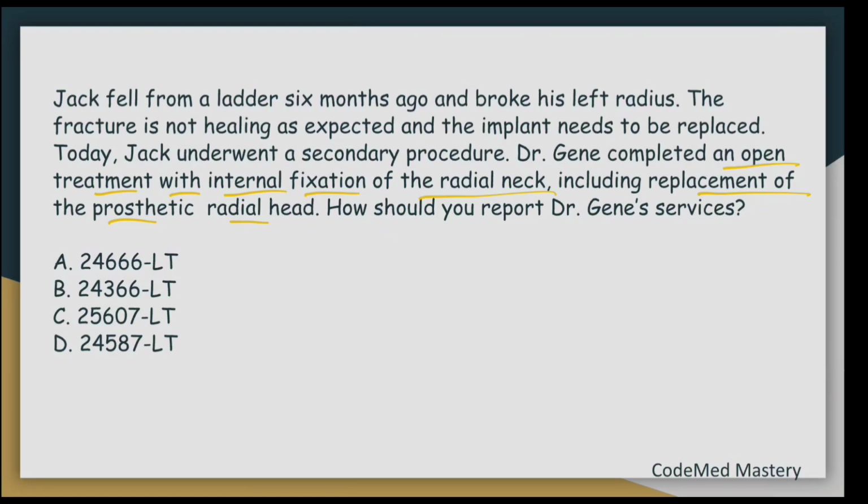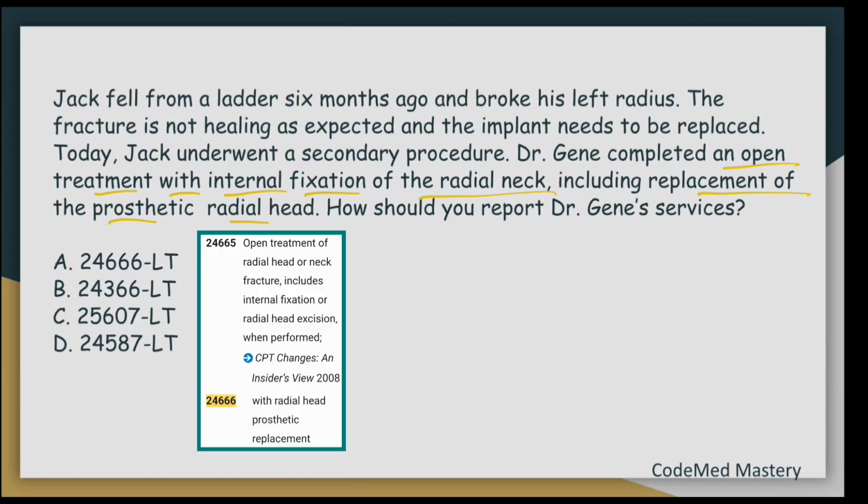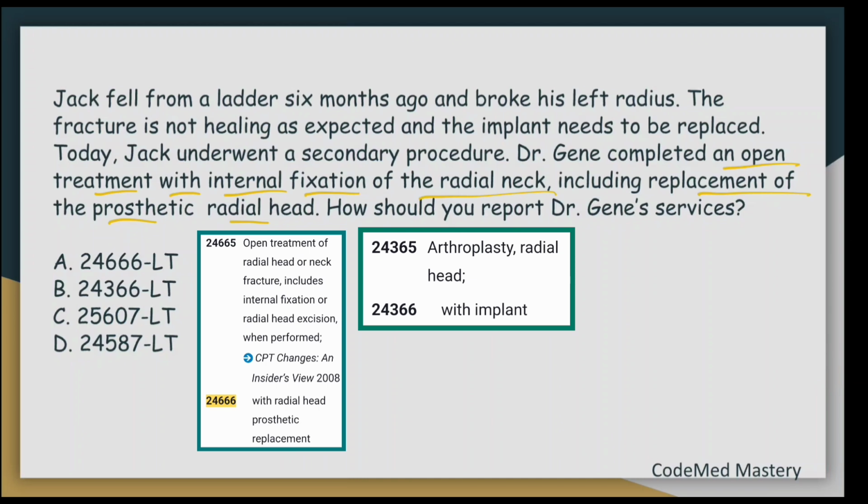Let us check the options. Check option A 24666. 24666 is for open treatment of radial head or neck fracture, includes internal fixation or radial head excision when performed with radial head prosthetic replacement. And option B 24366 is for arthroplasty with implant.